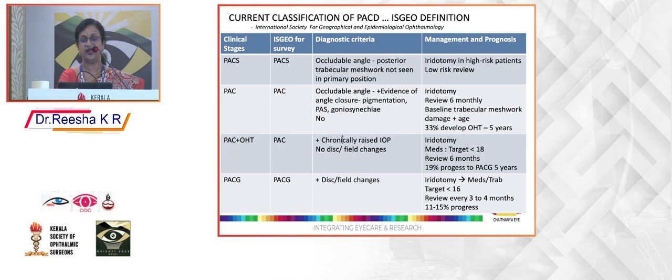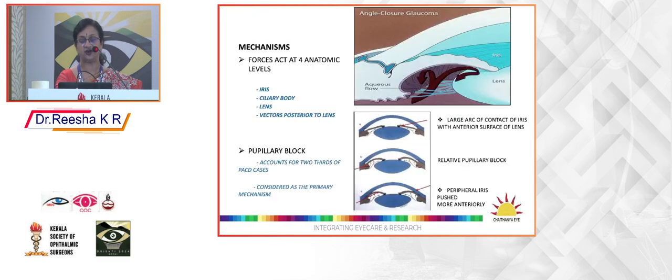So if you combine the clinical stages with the ISGEO classification, if you look into the third row, it encompasses PAC with the ocular hypertensives. It forms a separate category on its own.